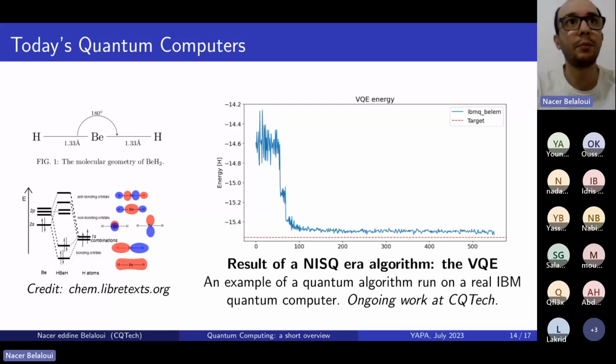So at the top left here, we have a molecule. It's BeH2, one beryllium atom, two hydrogen atoms. It has a very nice linear structure. So we have a hydrogen here, beryllium here, another hydrogen here. They are at their equilibrium bond distance, that is, they will not move around if they are put at this distance, which is 1.33 angstrom. And now the aim is to try to find the energy state of this molecule.